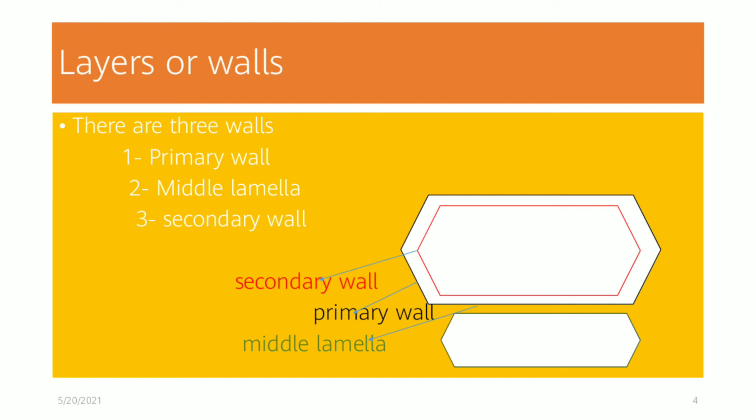If these are two cells, you can say, the cell wall that is present on the cell, that is called secondary wall. It is inner to the primary wall. Outer to the secondary wall is present primary wall, and between two primary walls, that is called middle lamella.